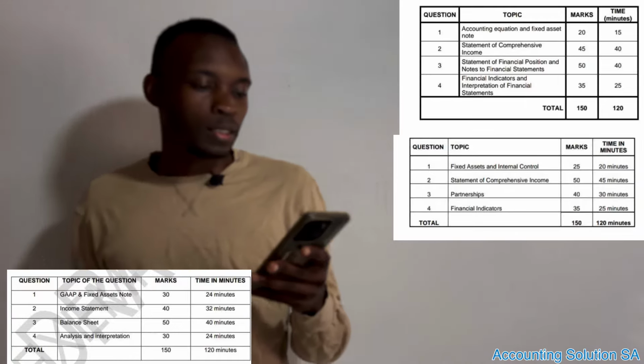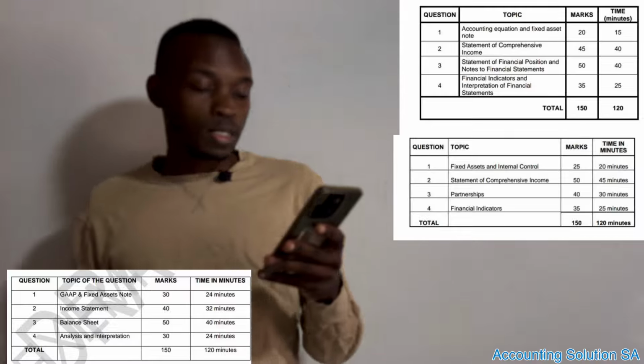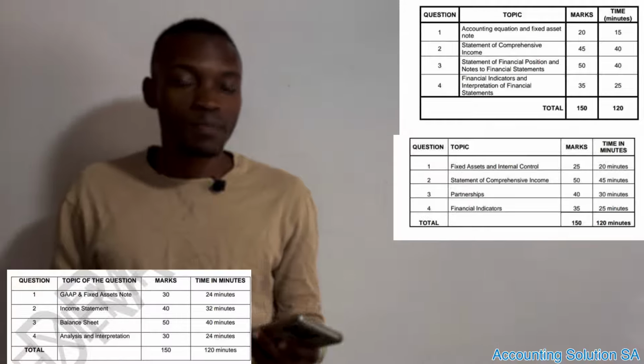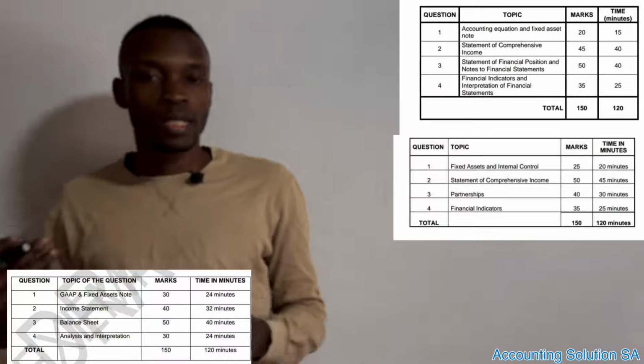What else? The balance sheet as well. And the issue of partnership, I already specified that it can be income statement, balance sheet and a note.